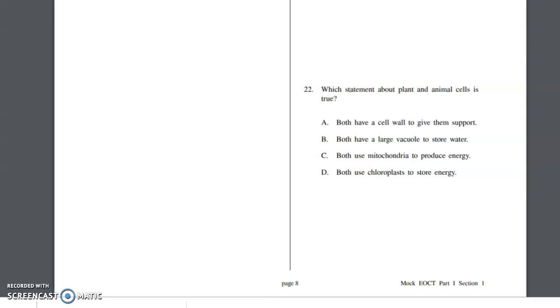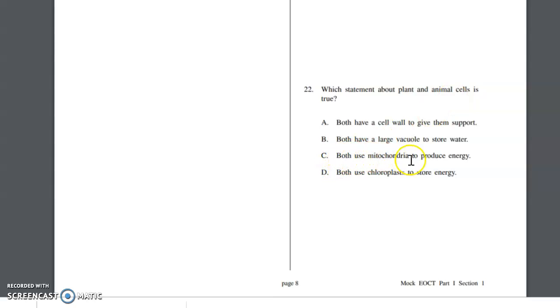Number 22 says which statement about plant and animal cells is true? It has to be true of plant and animal cells. A says both have a cell wall that gives them support. Plant cells have cell walls, animal cells do not. B says both have large vacuoles to store water. Well, plant cells have a large vacuole. Animal cells can have some teeny tiny ones.